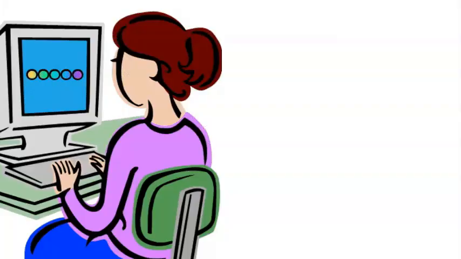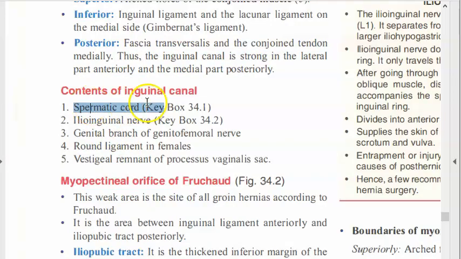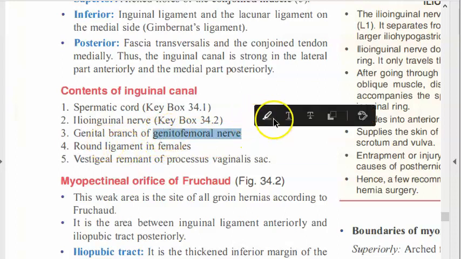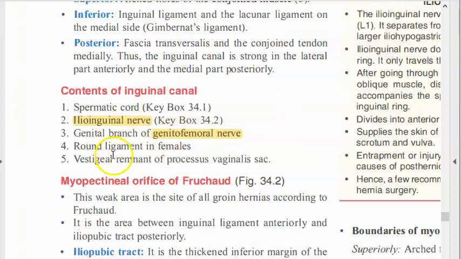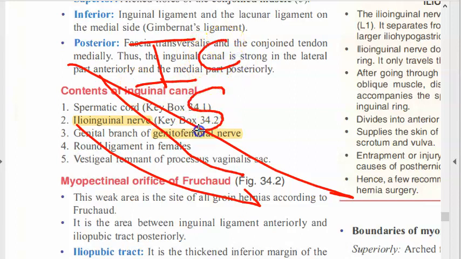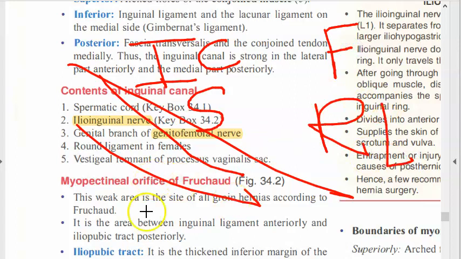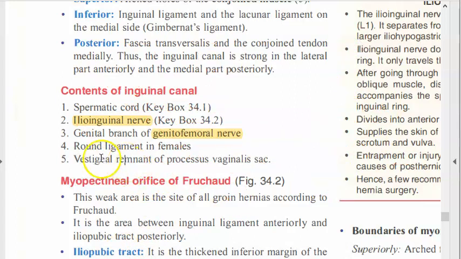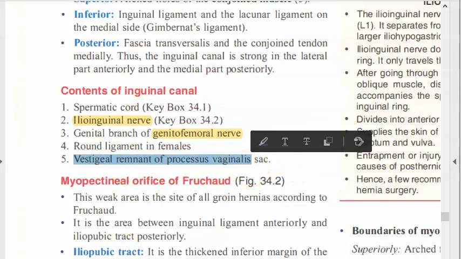The other thing that you have to know is the contents of this inguinal canal, guys. You have the spermatic cord, ilio-inguinal nerve, genital branch of the genitofemoral nerve, okay? So you have 2 nerves here. Round ligament in female. Sometimes when you think about the inguinal canal and spermatic cord, you think it's only in men, but the inguinal canal is there in females also. So in men, what does this inguinal canal have? The spermatic cord. And females, what will it have? It will have the round ligament, okay? And it will also have the vestigial remnant of the processus vaginalis sac.